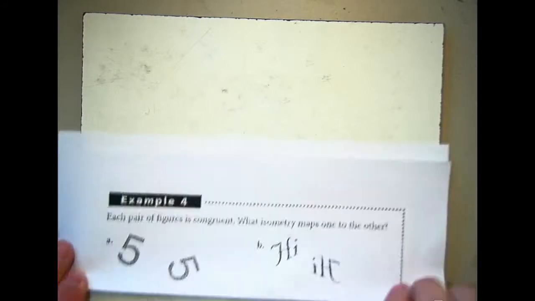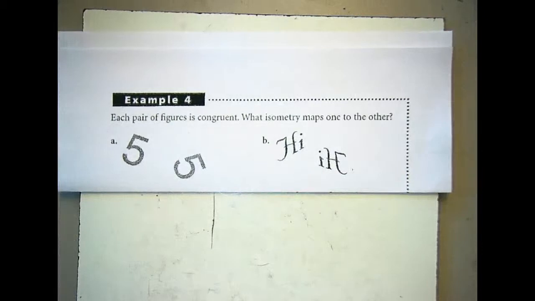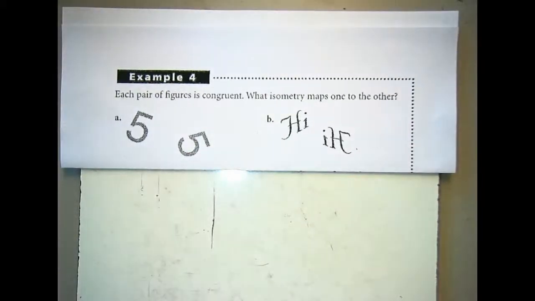Okay, close your books, please. Textbooks closed. All right, there we go. Tell your neighbor what isometries those are. Okay, number 5. What is it?